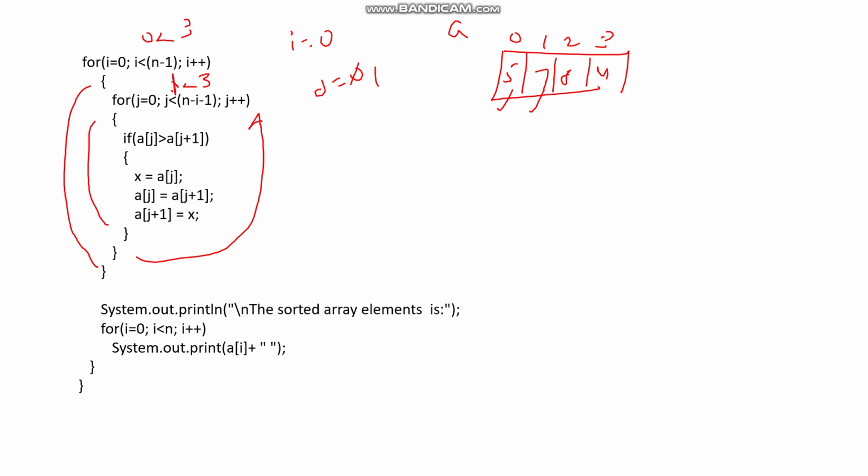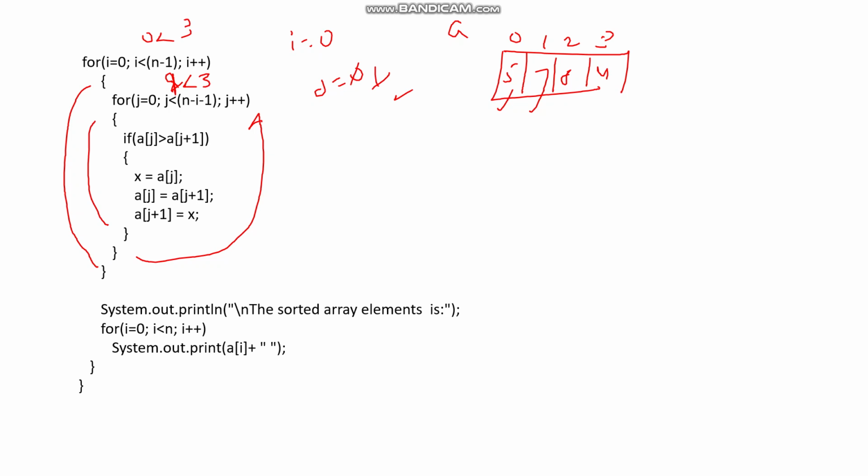The condition is true. When the condition is true, the body will be executed. If E of j is greater than E of j plus 1. The current j value is 1. E of 1. What is E of 1 value? 7. 7 is greater than 8. False. This will not be executed. After that, increment the j value. Now the j value becomes 2. 2 is less than 3.